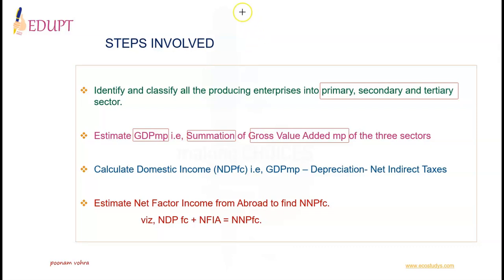From GDP at market price, then find NDP at factor cost. That is GDP at market price minus depreciation minus net indirect taxes. Once this is done, domestic income is estimated, then estimate net factor income earned from abroad and add it to the domestic income to get national income or NNP at factor cost.